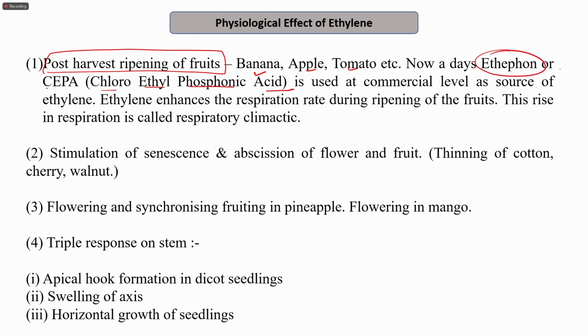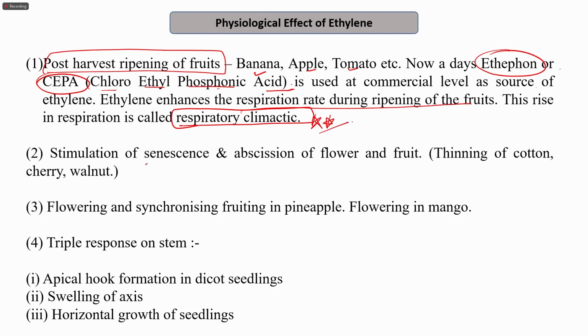Ethephon or CEPA, that is chloroethyl phosphonic acid, is used at commercial level as a source of ethylene, and it enhances the respiration rate during the ripening of the fruits. This rise in the respiration is called the respiratory climacteric. This is important.